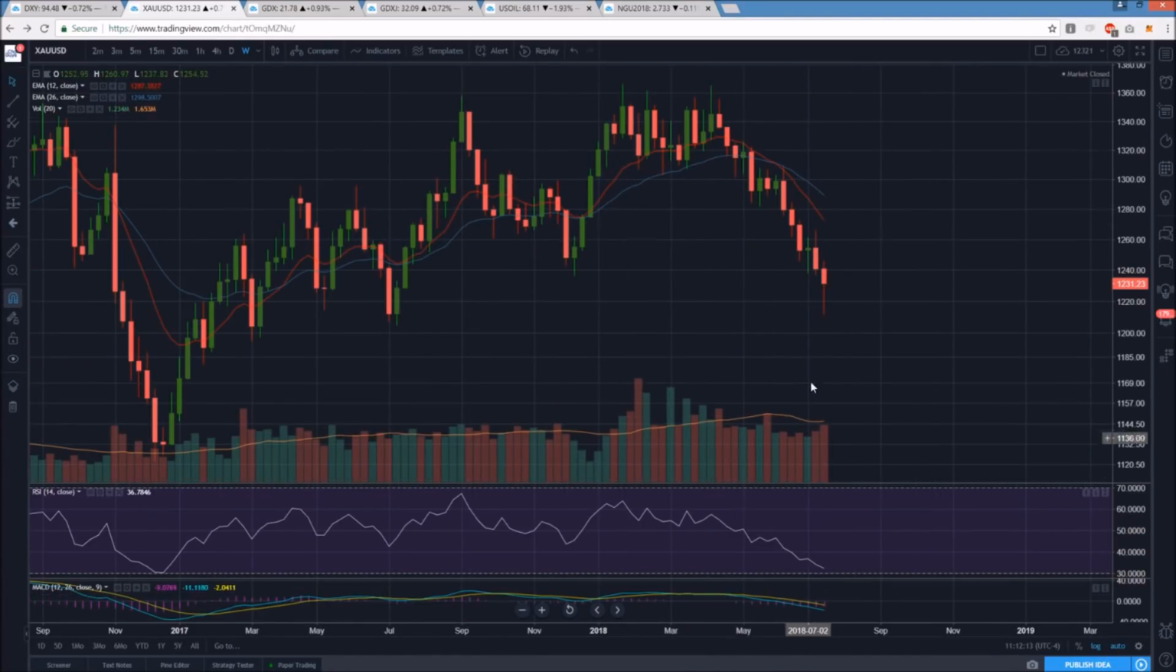So gold on the weekly is almost oversold. We have a long lower wick. It is a bullish reversal hammer. We'll see if we get confirmation and follow through this coming week with another green week.